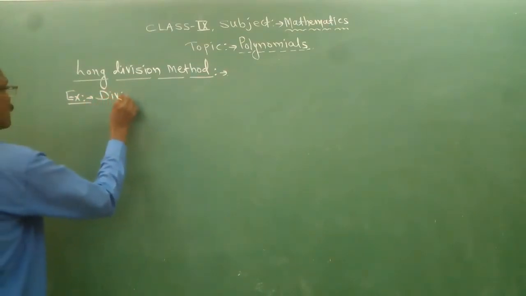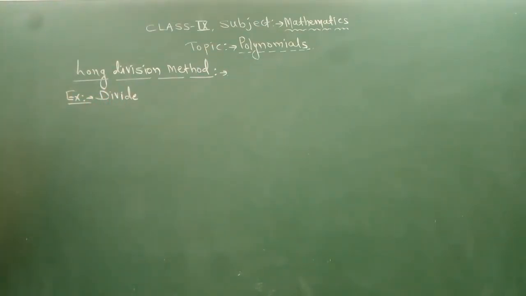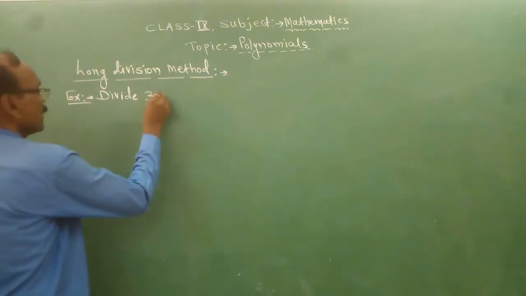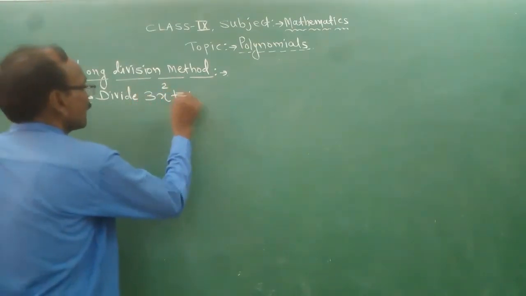Divide 3x square plus x minus 1 by x plus 1. Let us divide this. First of all, you should remember that the given polynomial p of x should be in descending order of the power of the variable. It is 3x square, power is 2, here it is 1, here it is x plus c, that is 0, no problem. So let us divide.